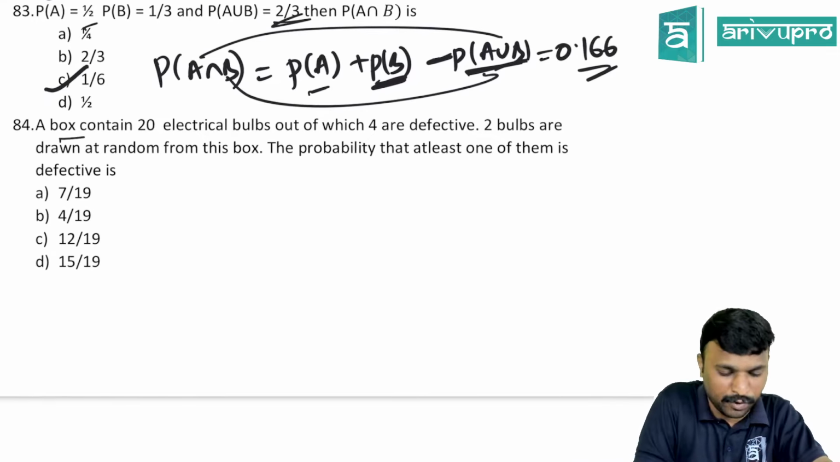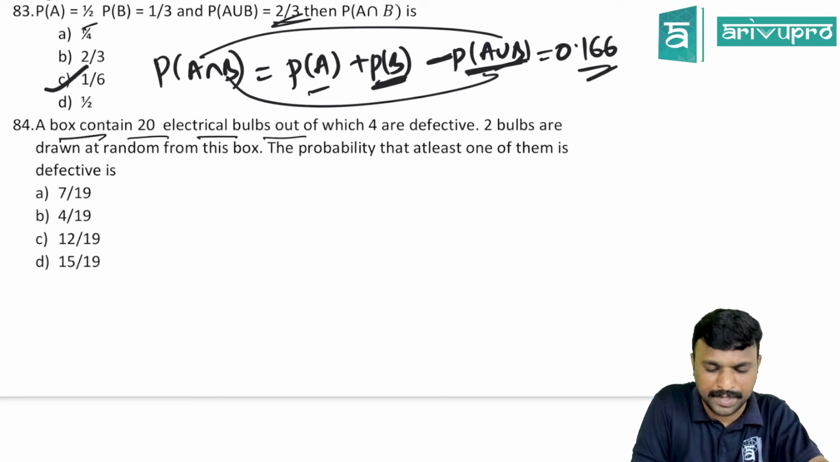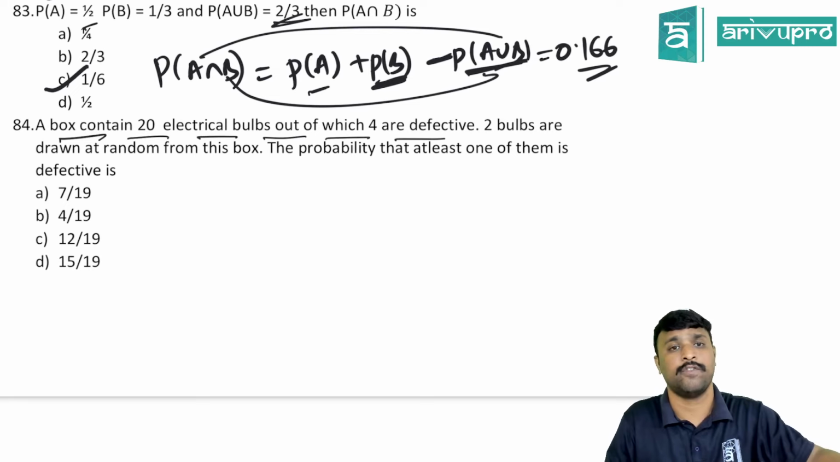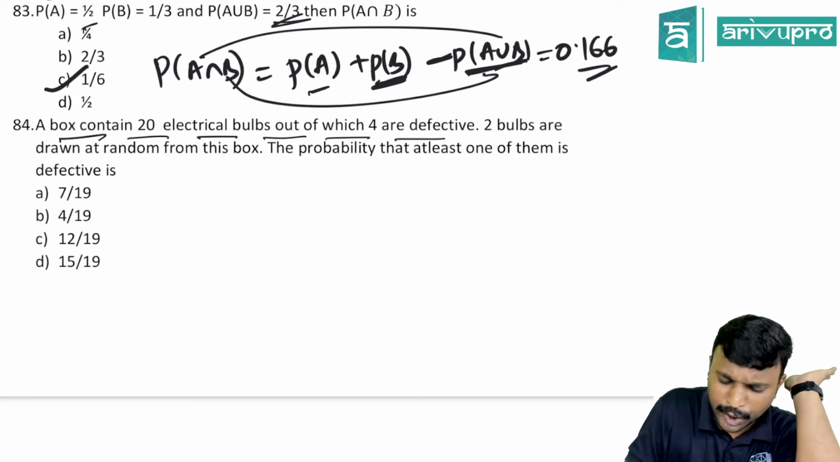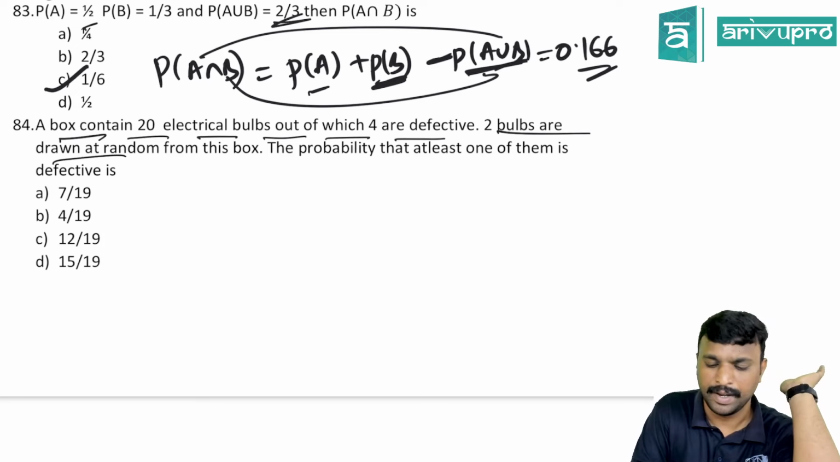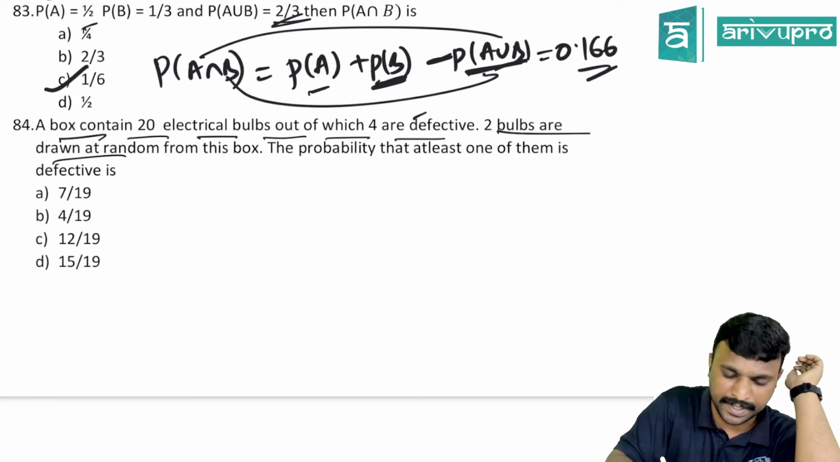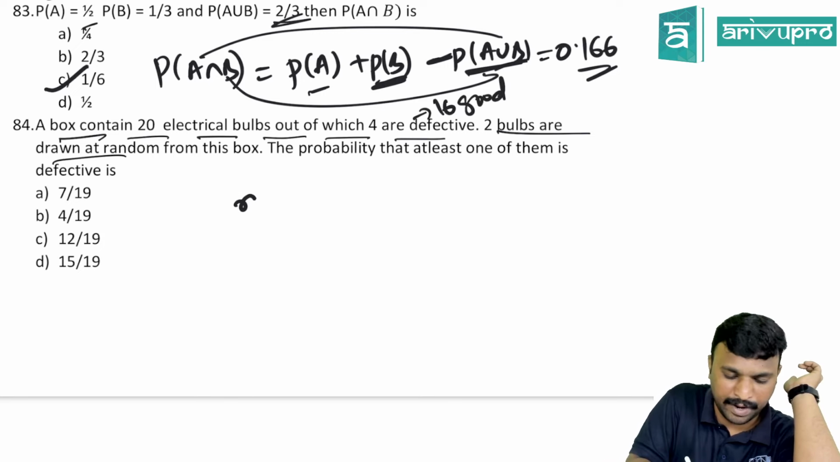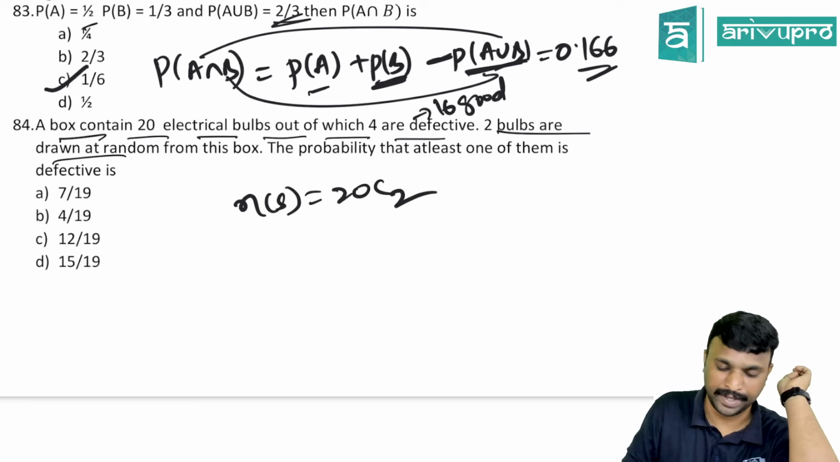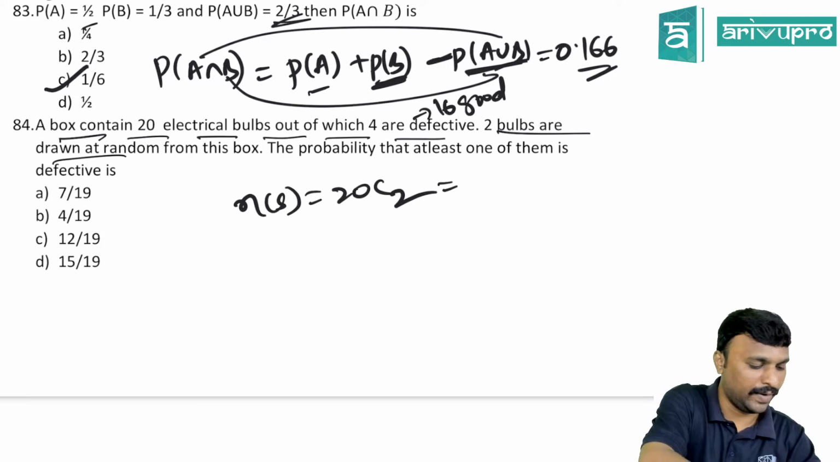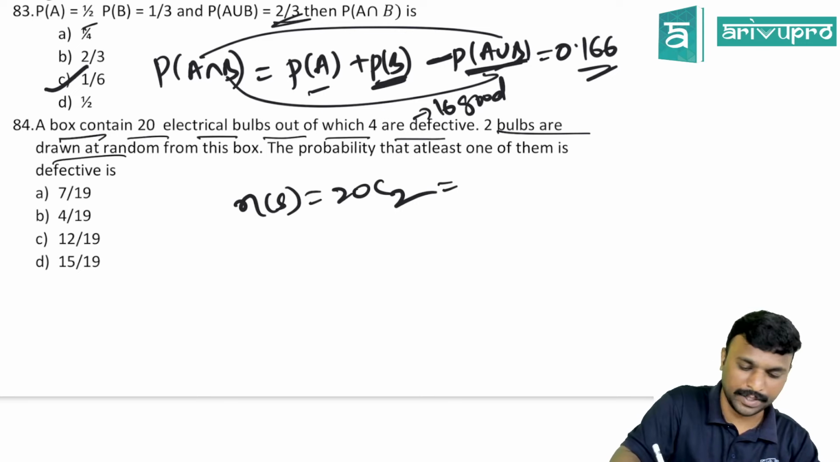Question number 84. A box contains 20 electrical bulbs, out of which 4 are defective. 2 bulbs are drawn at random. 4 are defective means 16 are good. Correct? 2 bulbs are drawn at random. So N of S is out of 20, you have to select 2, 20C2. Correct? What is 20C2? 20 into 19 divided by 2, which is 190.